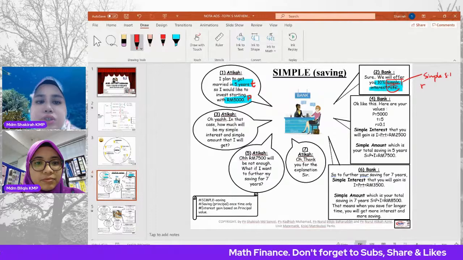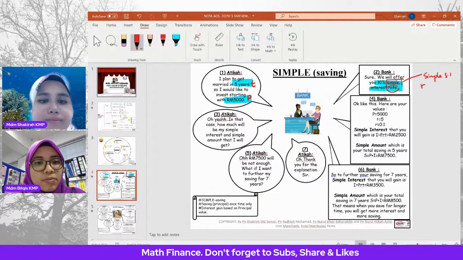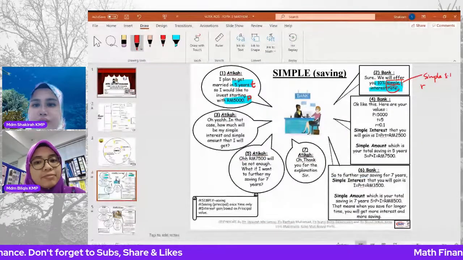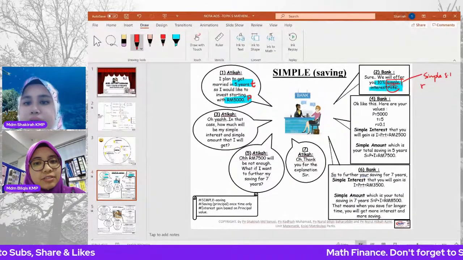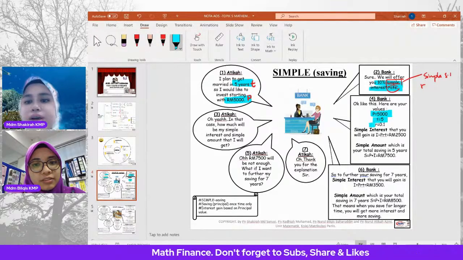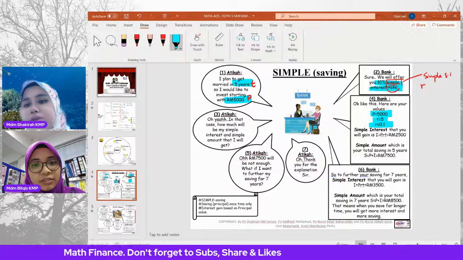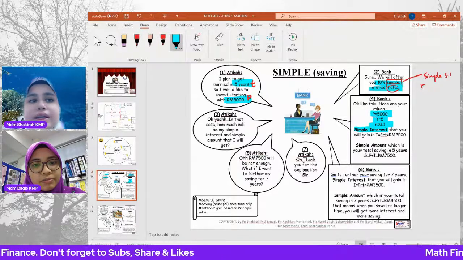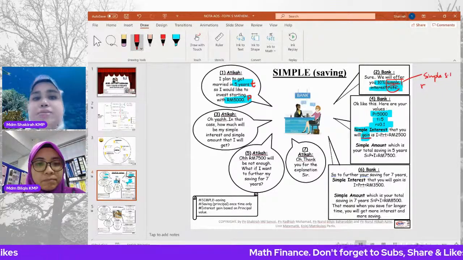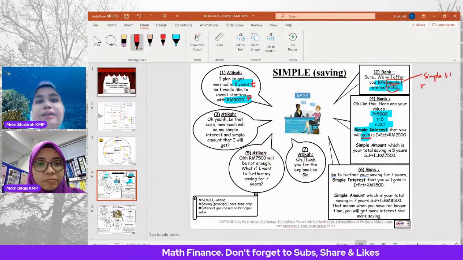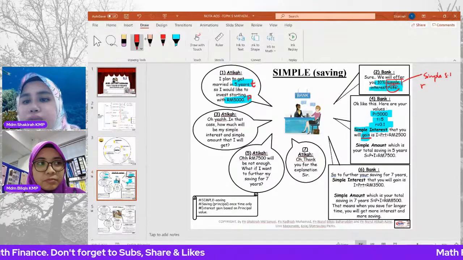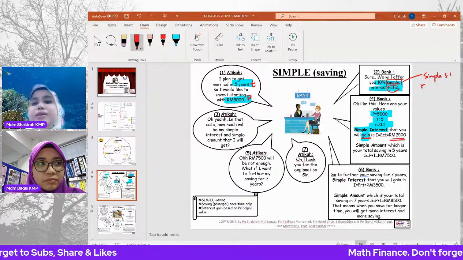Okay, dialog 3. Oh yeah, in that case, how much will be my simple interest and simple amount that I will get? Okay, we'll go to our dialog 4. Okay, like this. Here are your values. Your P is 5,000, T is 5, R is 0.1. So here your simple interest that you will gain. Kenapa dia guna perkataan gain kat sini? Sebab adalah interest yang you akan perolehi adalah I equal to PRT. If you calculate, you will get 2,500.